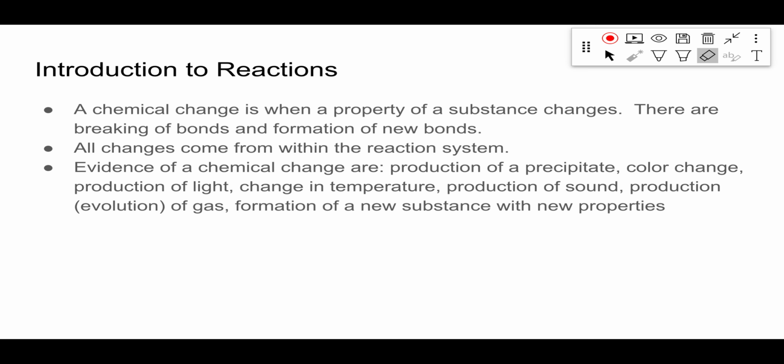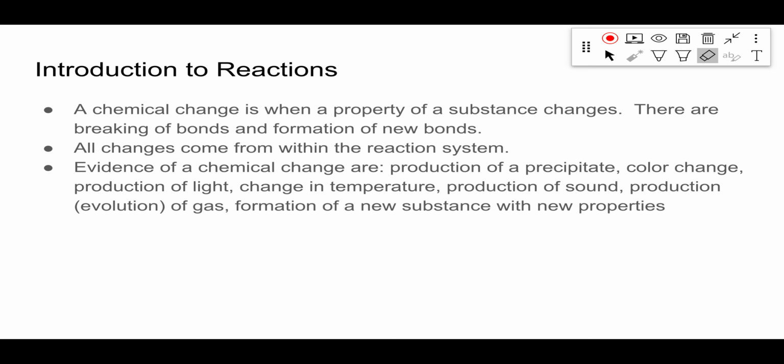Another evidence of a chemical change is color change. A lot of reactions will change color depending on the ion that is reacting. We see color change in real life when we see colors from the leaves in the fall. That's a chemical change. It's changing from chlorophyll to other pigments within that tree because the chlorophyll is dying off as the tree is going dormant.